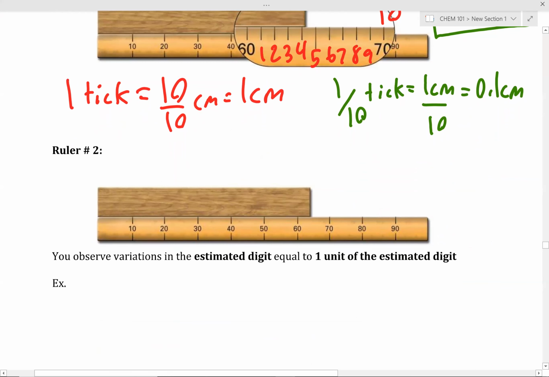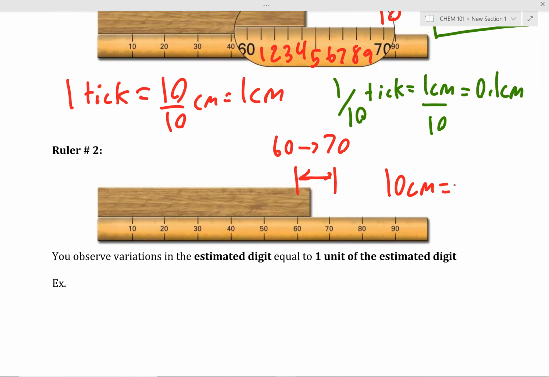So my question to all of you: to go from 60 to 70, that is how many centimeters? Yep, 10 centimeters. So in 10 centimeters, that corresponds to how many ticks? Looking at this ruler, how many graduated marks do we see between 60 and 70? If I'm moving from 60 to 70, how many graduated marks do I move across? One. It's just one tick. So to go from 60 to 70, I step over 1 graduated mark.